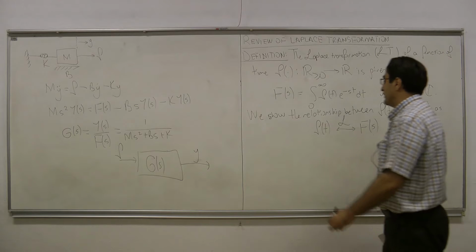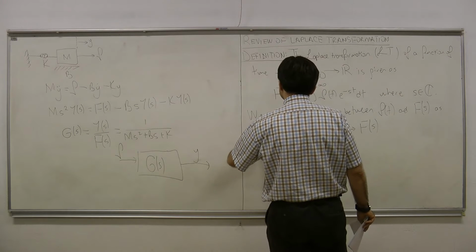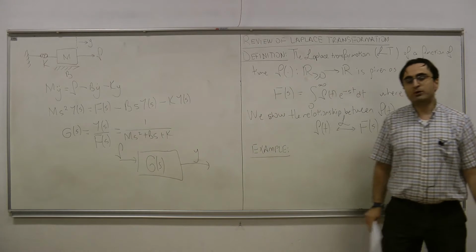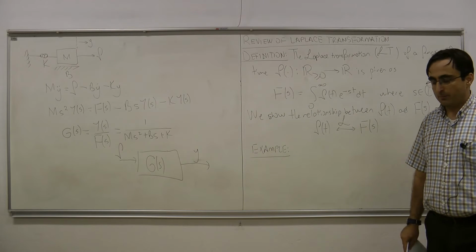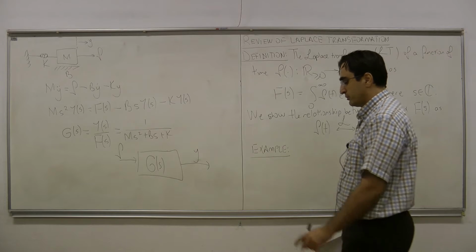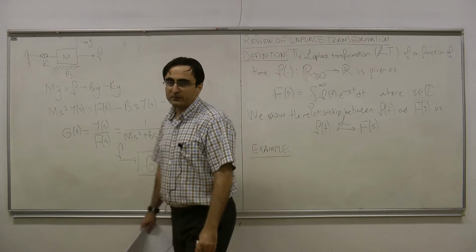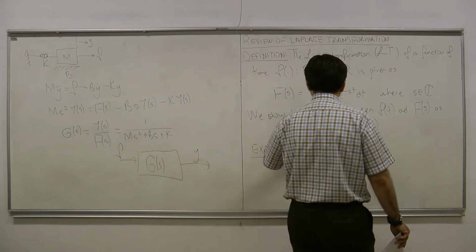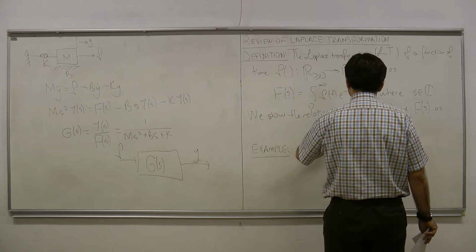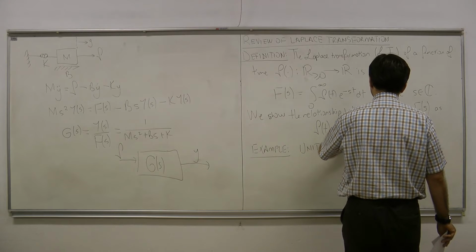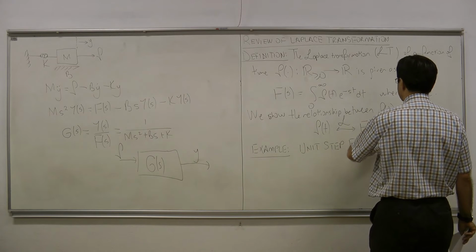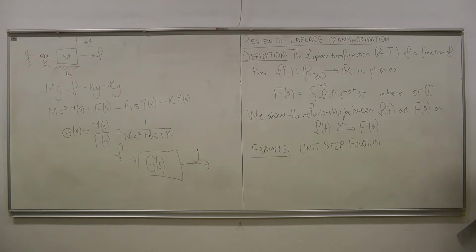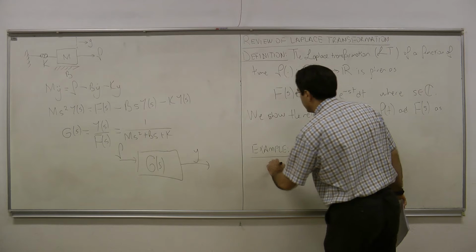So we are going to start with an example. So probably the most important example that we are going to see in this course, the most important function that we are going to see is going to be the unit step function. So it is unit step function. There's a t missing here. So this function is going to be looking like this.